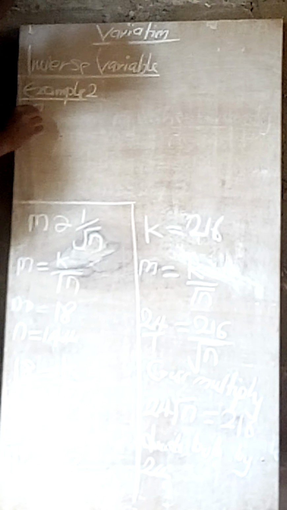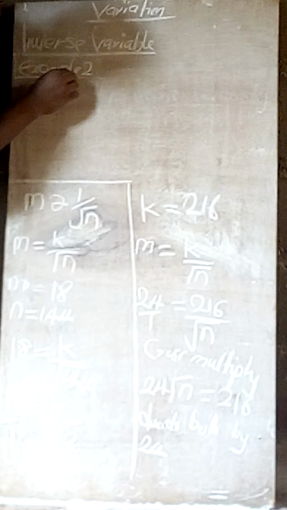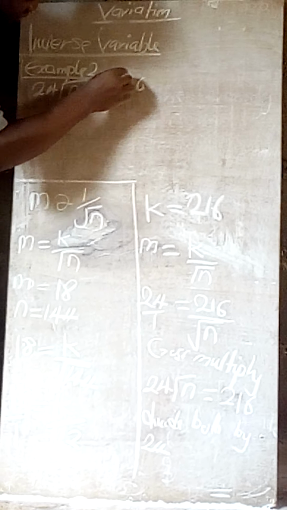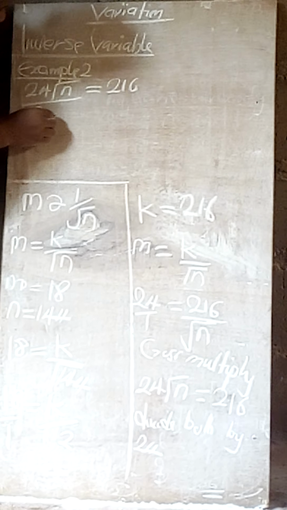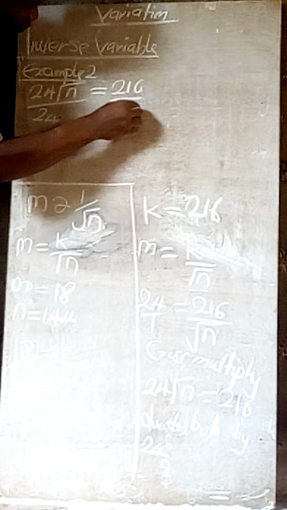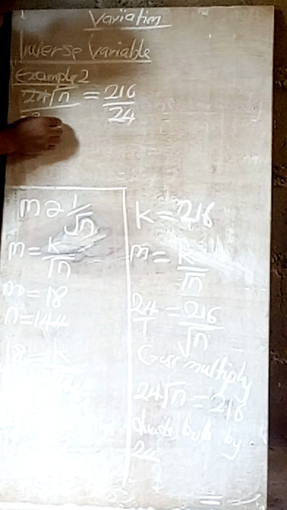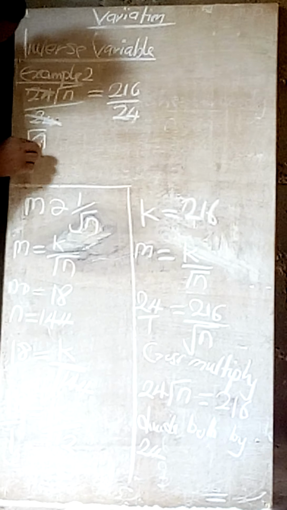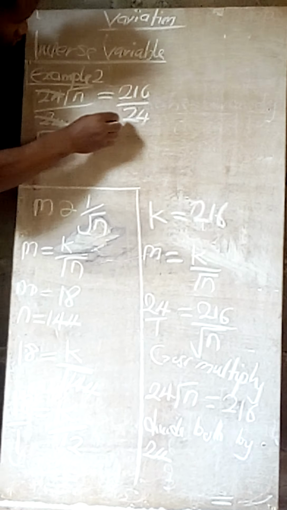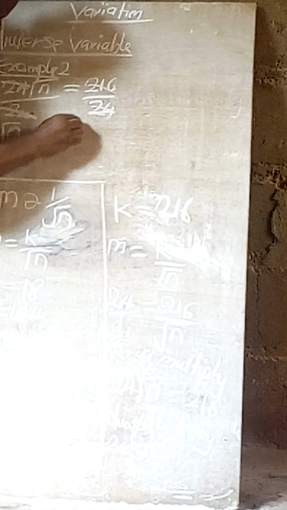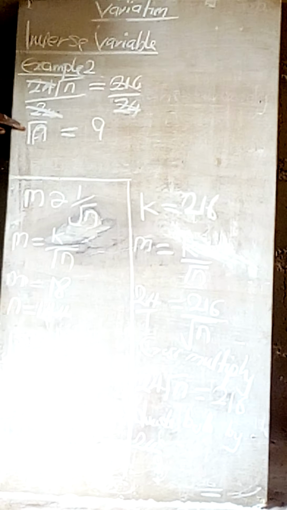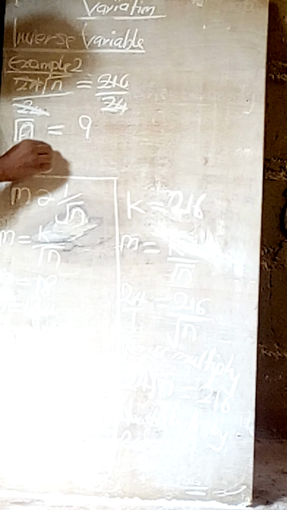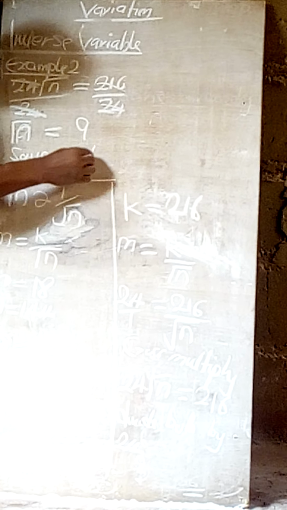Now bring it back. 24 root n equals 216 divided by 24. We cancel here, and we now have root n equals 24 here, 24 here, 9. Now we don't have to leave the square root here, so we remove it by squaring both sides.